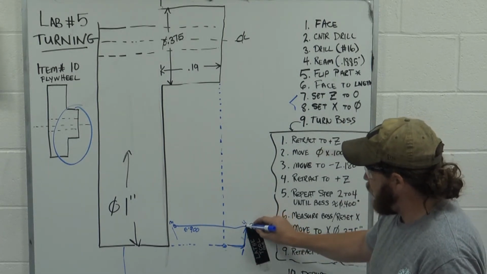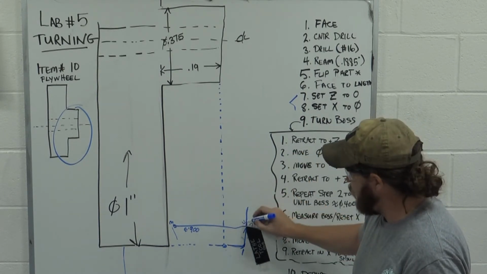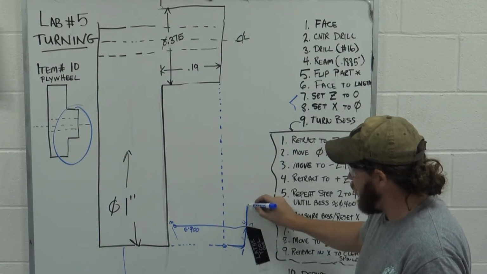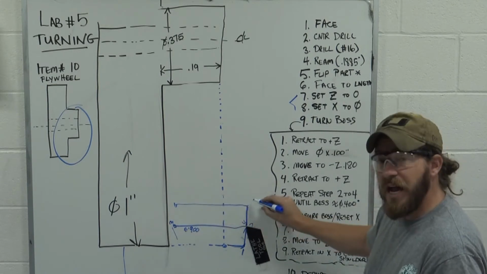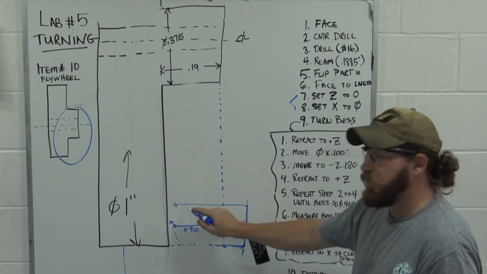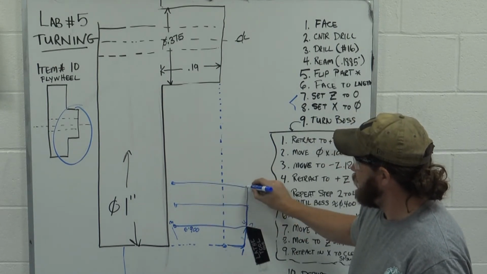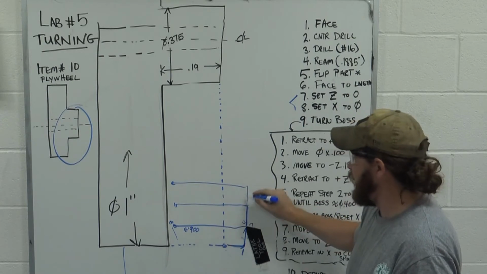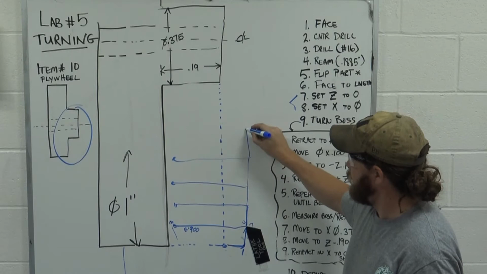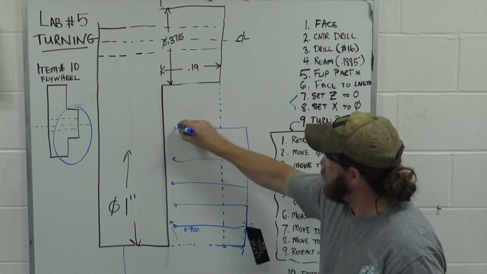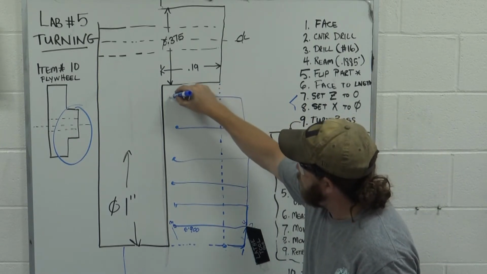All right. So we left off right there. So we just got to keep repeating these steps. All it's going to look like is your tool's going to come up here, come in, and stop, and then straight back out. That should be 800. 700. 600. 500. Straight back out. And then we should be right here.